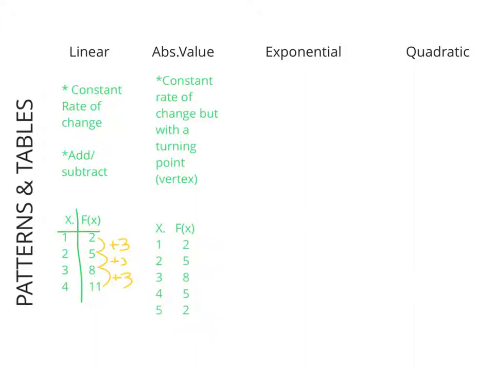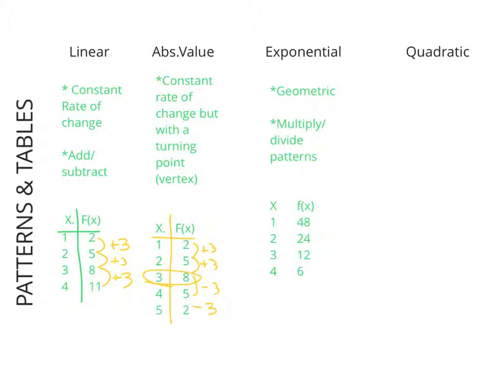All right, so absolute value is very similar to linear, because if you think of an absolute value, it's straight on both sides. So I'm categorizing this as a constant rate of change, but with a turning point. Notice in this little table of values here that you're adding 3 in the beginning, and then it turns around and you're subtracting 3. So it's symmetrical, but you've got this turning point in the middle where on one side you're adding, on the other side you're subtracting. So that's how you can recognize absolute value.